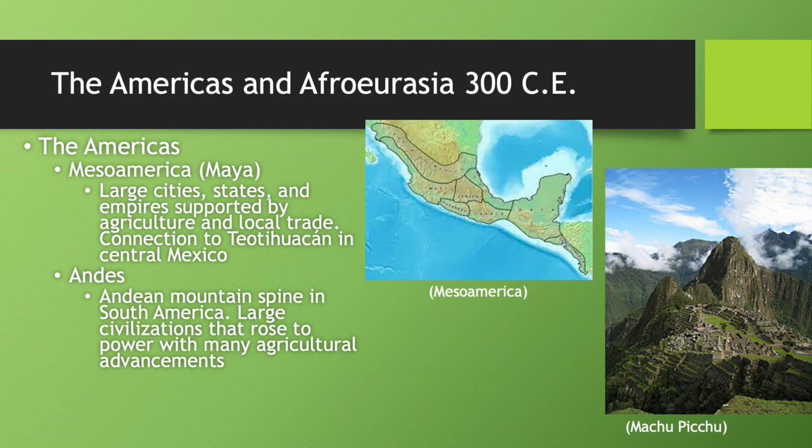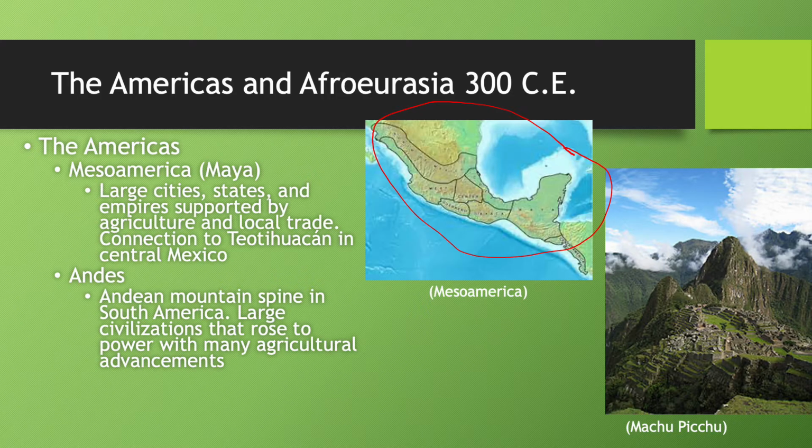We can think of history and geography split into 2 regions in 300 CE, the Americas and Afro-Eurasia. One place that we focus on is Mesoamerica, so that's modern Central America and Mexico today. They had large cities, states, and empires supported by agriculture and local trade. So we have the Maya people, and they have a real connection to Teotihuacan in central Mexico, and they were major trade partners.